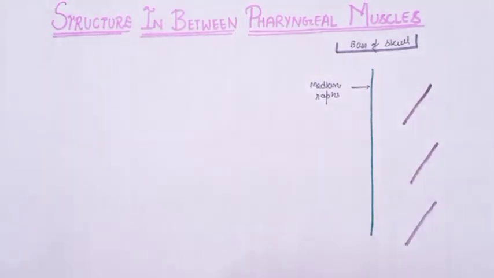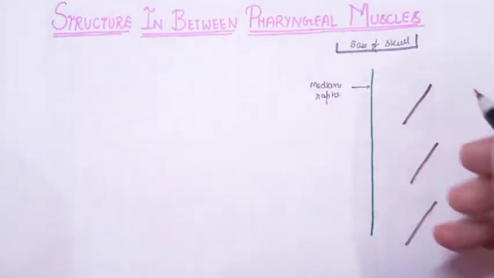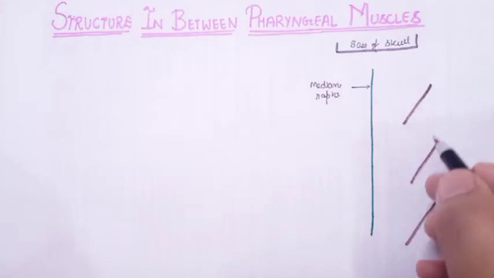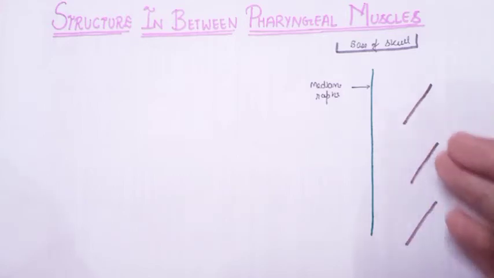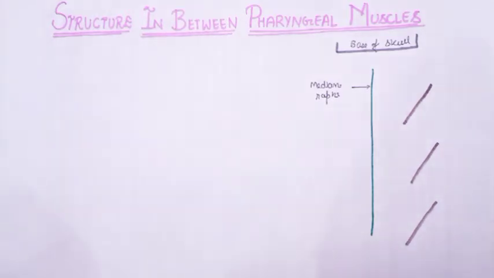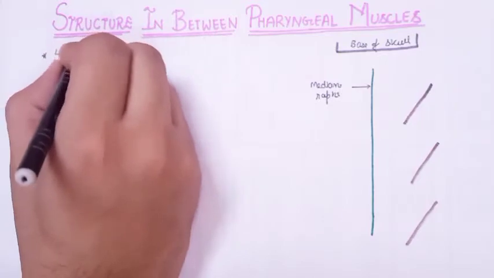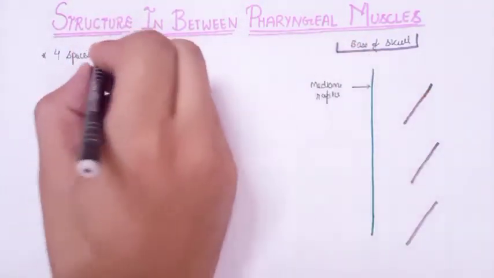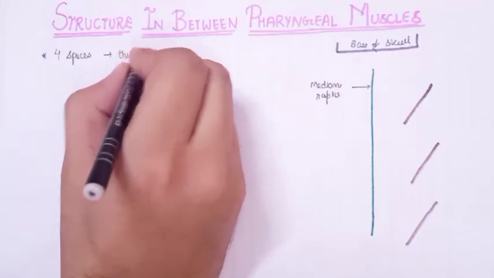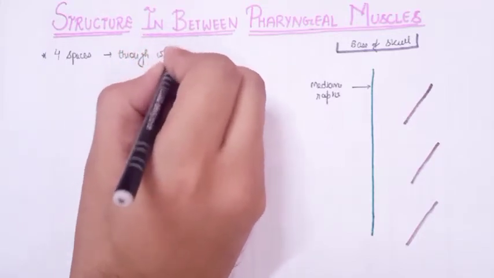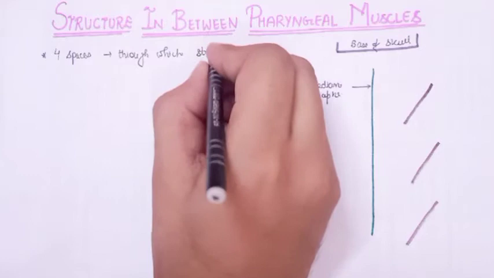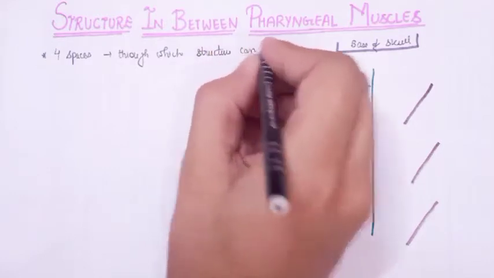The heading of the video is the structures in between the pharyngeal muscles. So you can see we have here four spaces through which structures can pass. One is above the superior constrictor, the second between superior and middle, the third between middle and inferior, and the fourth below inferior. So we have four spaces in case of the pharyngeal muscles through which structures can pass.